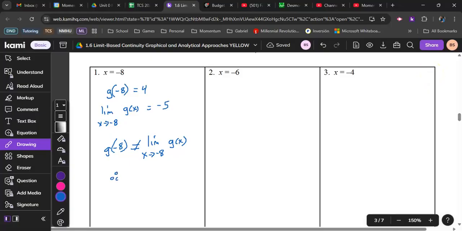Anyway, so our conclusion is, let's say it differently: g of x is not continuous at x equals negative 8.